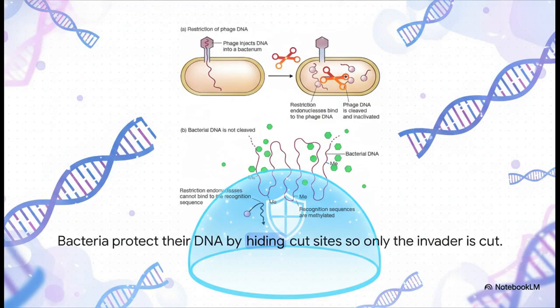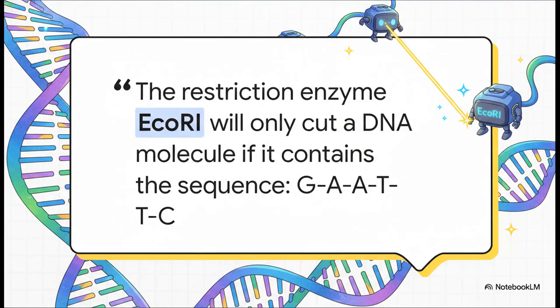But hold on. How does the bacterium stop its own DNA from getting shredded? This is where it gets really smart. The bacterium puts these tiny chemical tags on its own DNA, right at the spots where the scissors would cut. This process, called methylation, works like a little "do not cut" sign, making its own blueprint totally invisible to its own defense system.